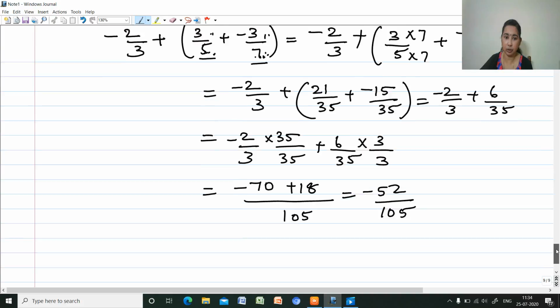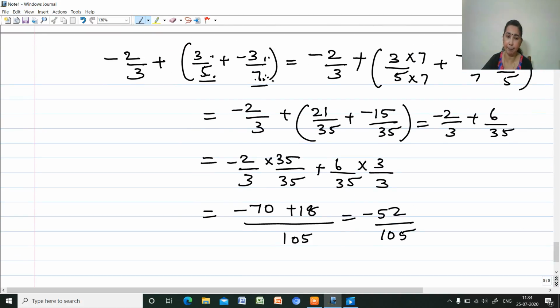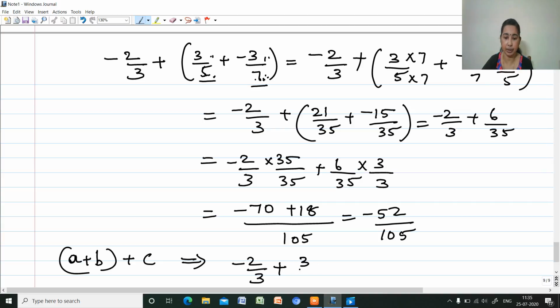We have to check in the other order also. That is, this is A plus B plus C. We'll check it for A plus B plus C and see whether we are getting the same answer or not. So addition with rational numbers, you should be very thorough, then only you can do it so fast. So A plus B plus C means minus 2 by 3 plus 3 by 5, then minus 3 by 7.